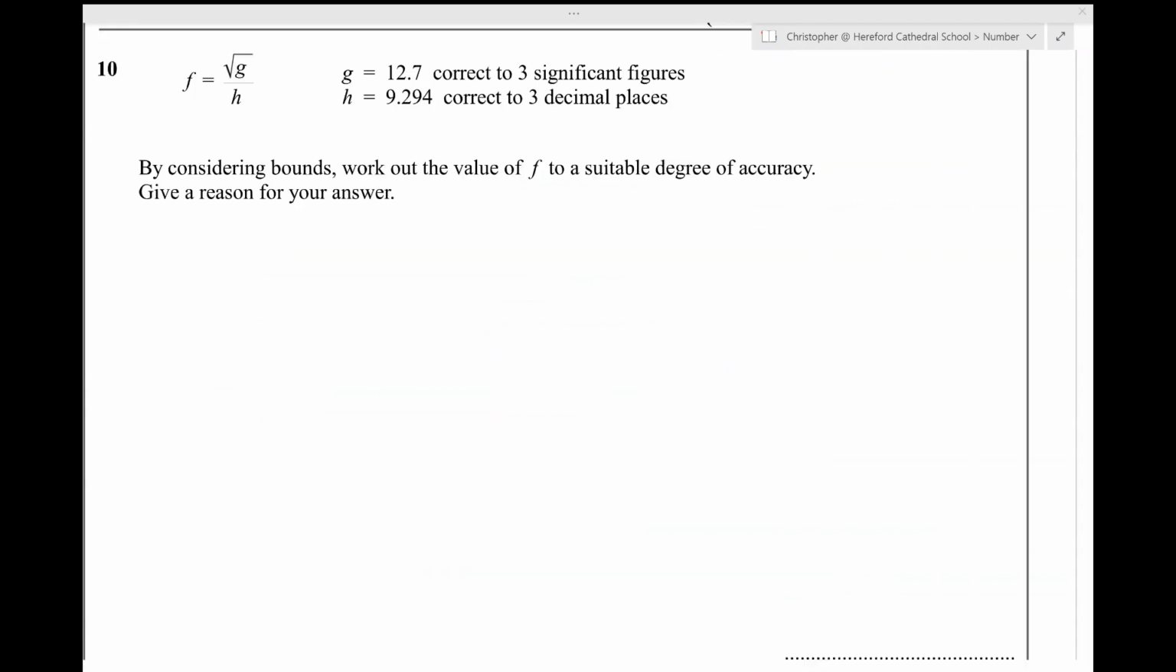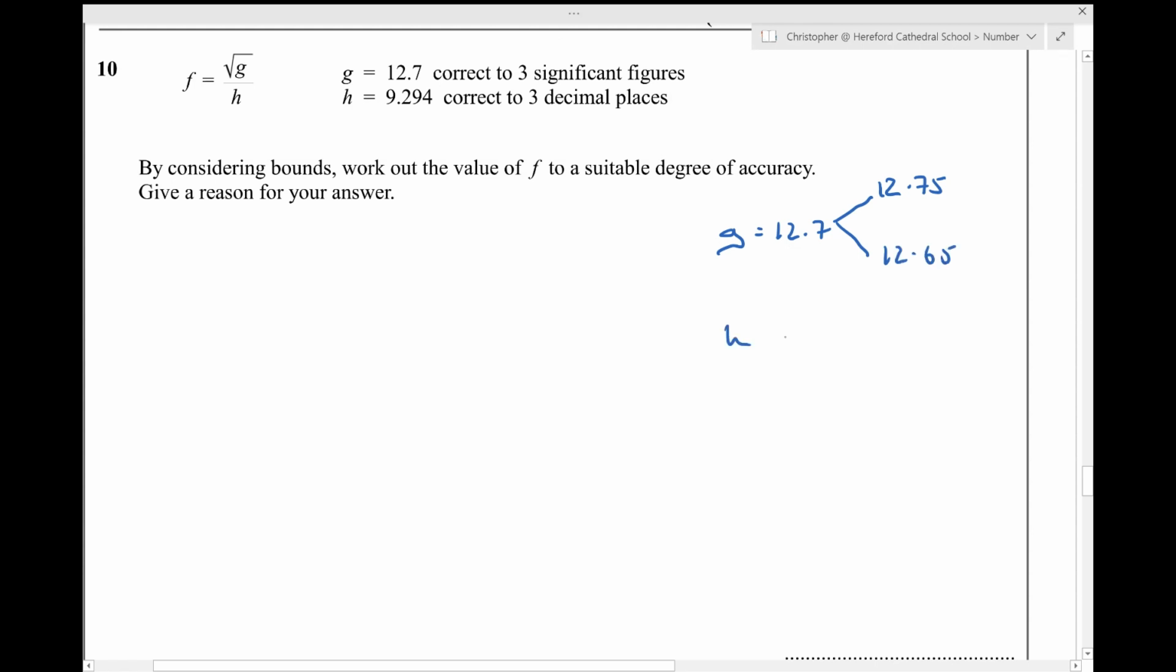Question 10. I'm given a formula for f here, the square root of g over h. I'm given some information about g and about h. Now, g is equal to 12.7 correct to 3 significant figures. So the upper bound is 12.75 and the lower bound is 12.65.